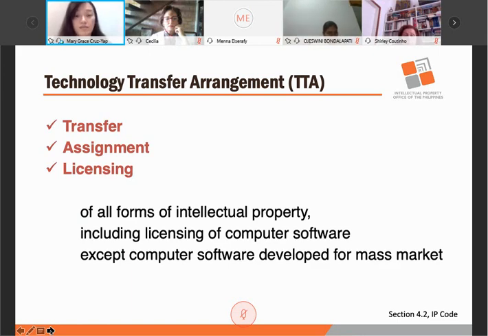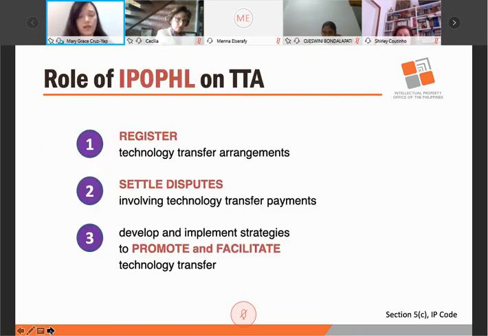It can be in the form of assignment or the traditional form of licensing. So TTAs cover all forms of intellectual property in the Philippines, including licensing of computer software, except computer software developed for the mass market. So what is the role of IPOPHIL, or the Intellectual Property Office of the Philippines, with regard to technology transfer arrangements, or TTA? Well, we register TTAs, we settle disputes involving technology transfer payments, and we develop and implement strategies to promote and facilitate technology transfer. That is why I discussed the Innovation Technology Support Offices in our program, to facilitate and promote tech transfer, because it is within our mandate to do so.